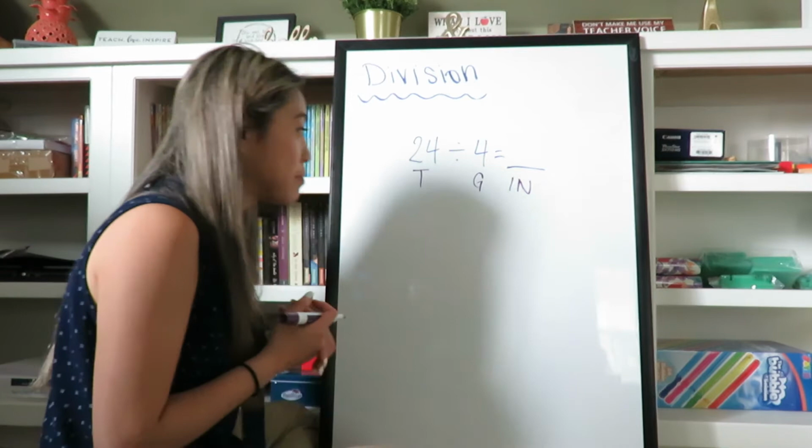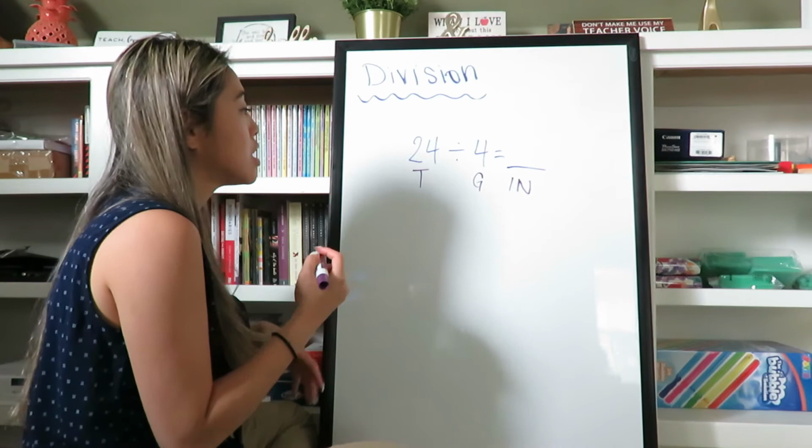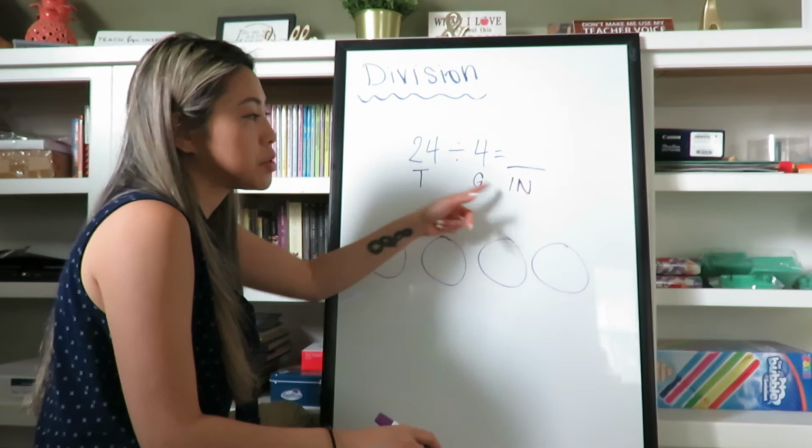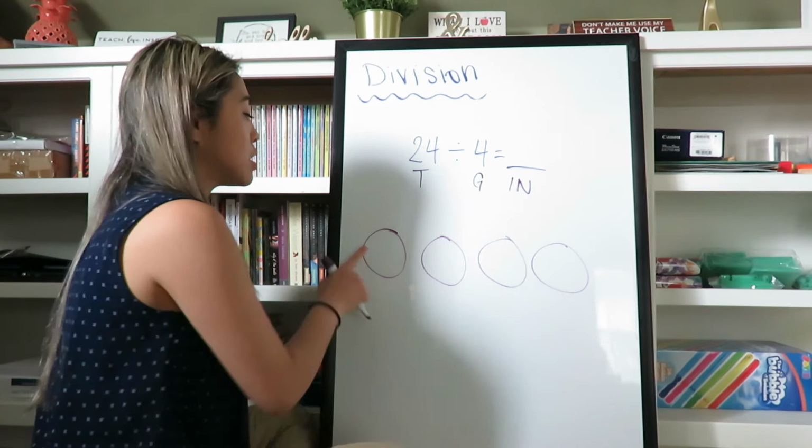All right, let's go ahead and start. We have our total, we have our groups. Well, I know there's 4 groups, I'm gonna go ahead and draw that. 1, 2, 3, 4. We don't know how many is in each. We do have a total, so that means we need to tally up to see what we get in each, all right? So I'm gonna start with my first group.